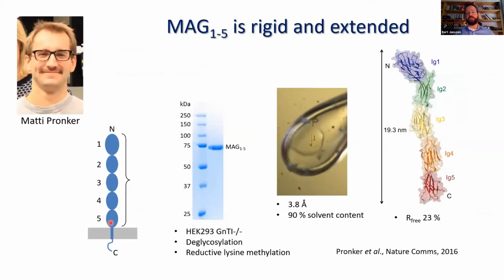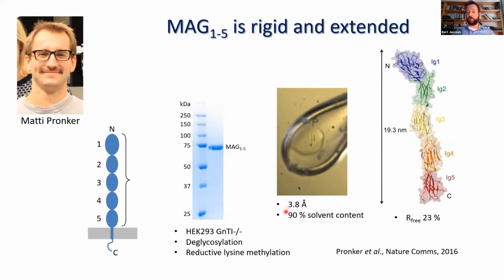This was a question that a PhD student in my group, Matti Pronker, set out to answer. He made the extracellular part of MAG, five domains, recombinantly in human embryonic kidney cells. We use a special cell line that produces more homogeneous, shorter glycans, oligomannoses, that we can cut off. So Matti deglycosylated the sample and used reductive methylation, lysine methylation, to get crystals. He was able to grow crystals, but unfortunately they don't diffract very well, 3.8 angstrom resolution.